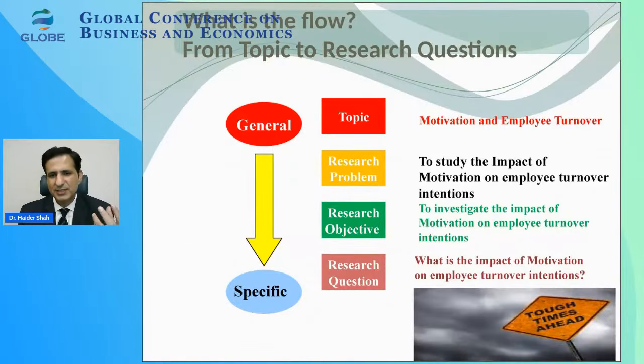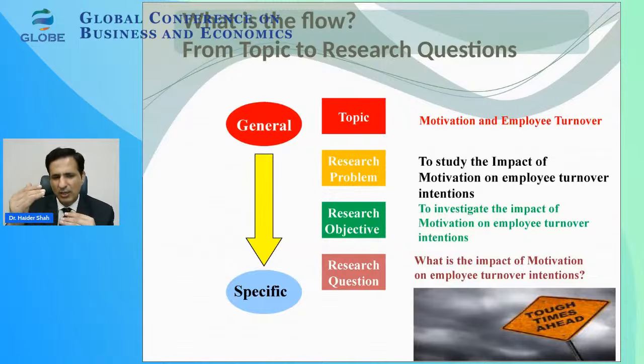All right, now this is the flow from general to specific. Here, in a very simple way, I made it so that you get a clear understanding of what we are talking about. The topic is motivation and employee turnover retention. What is the problem statement? The problem is to study the impact of motivation on employee turnover retention. How can we generate the research objective out of it? To investigate the impact of motivation on employee turnover retention. For that, what research question do we derive? The question is, what is the impact of motivation on employee turnover retention?